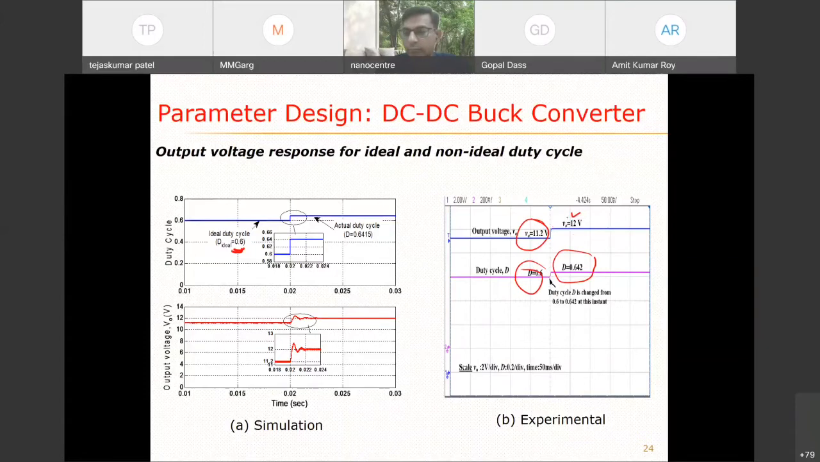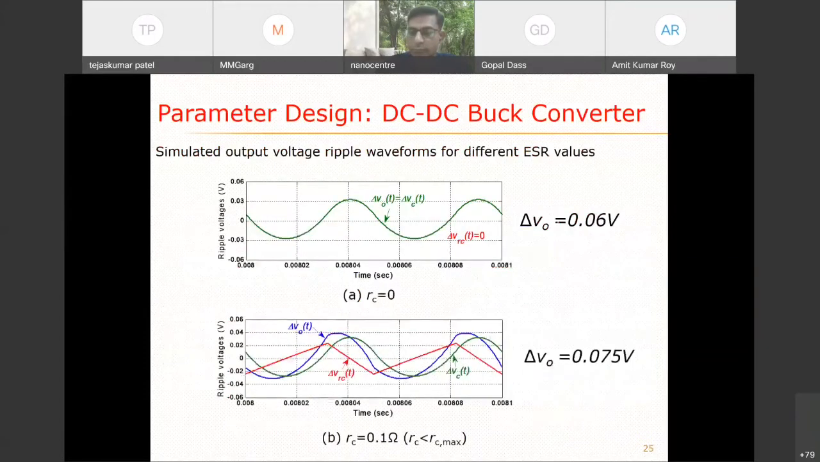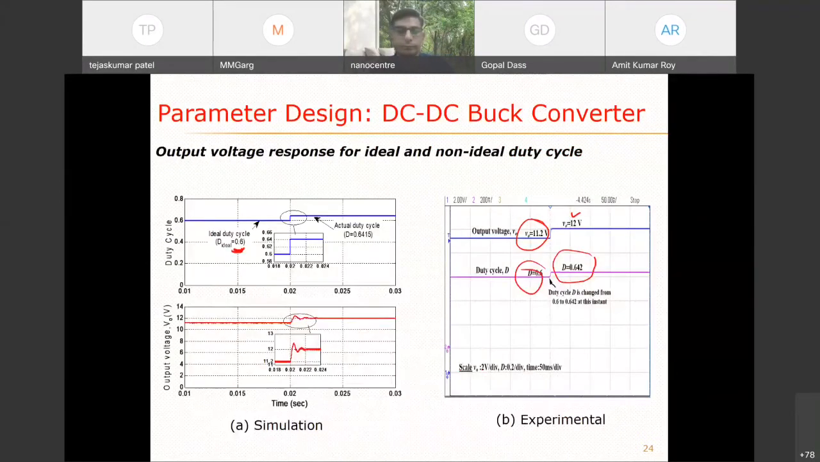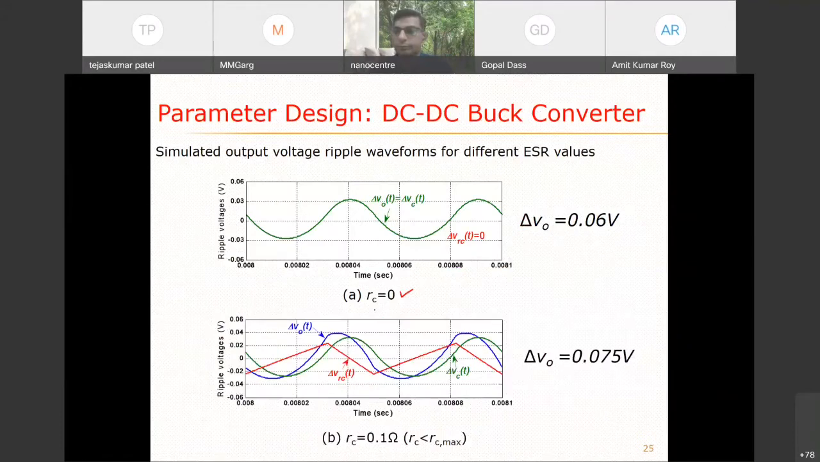Okay, so this is the simulation or experimental result. Here we see that for a practical converter, I'm including all non-idealities. If I'm taking 0.6 duty cycle, then output voltage is just 11.2 volt only. But if I change the duty cycle to the one calculated by the new formula, then output voltage reaches 12 volts. So that is in open loop, right?